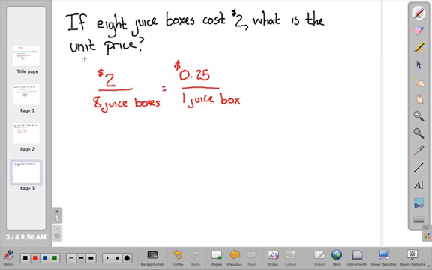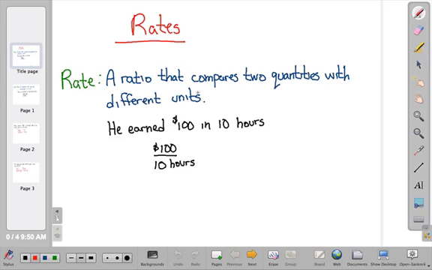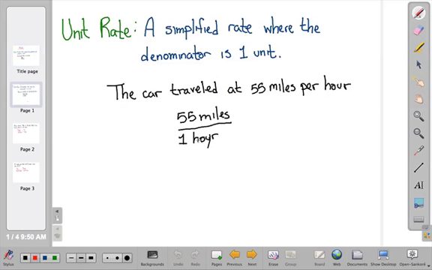If you want to figure out unit price, it's usually how much it costs per one item, so that item is going to go in the denominator. And that's everything you need to know about rates. Remember, they're comparing two quantities with different units, and a unit rate is when we figure out what it is for one of those units. So in this example, per 1 hour.